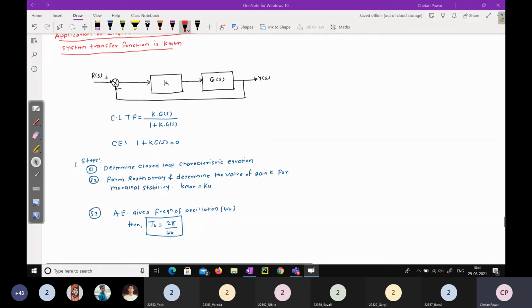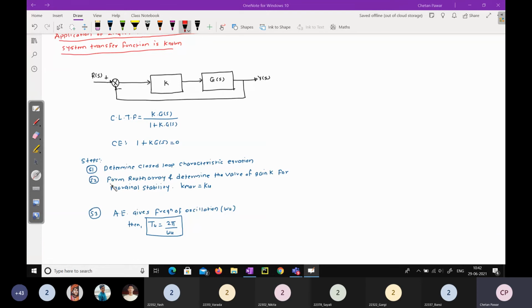Okay, so the first step: if they give you the open loop transfer function and the proportional controller, which is having the gain K, you need to determine KU and TU. So how will you determine them if the transfer function is given? The first step is that you need to determine the closed loop characteristic equation. As you know, you need to find out the closed loop transfer function, and you just need to equate the denominator with 0.